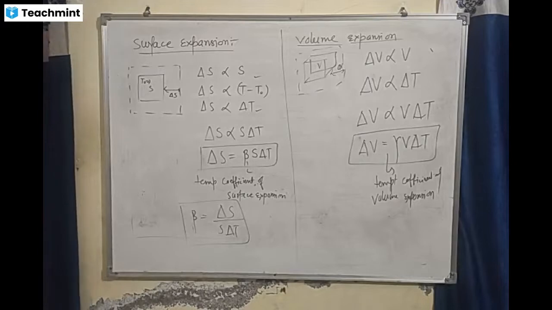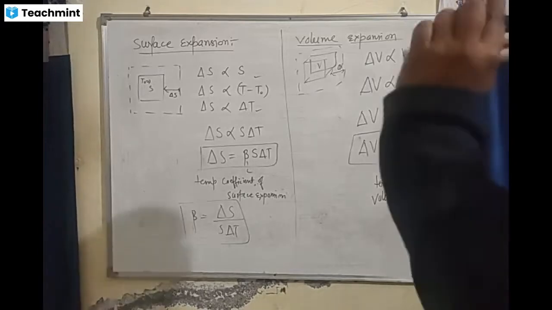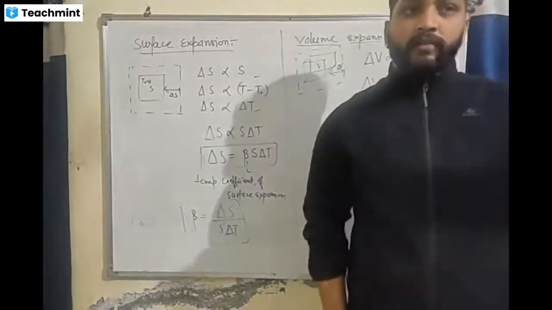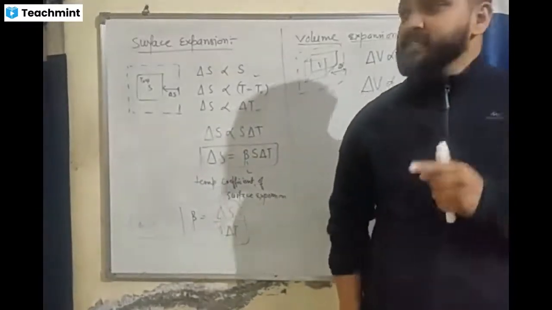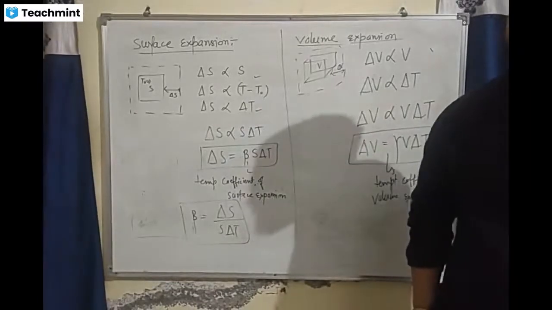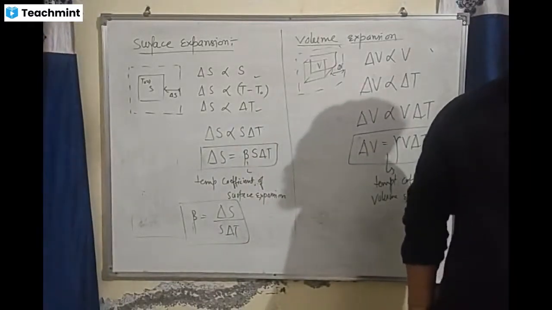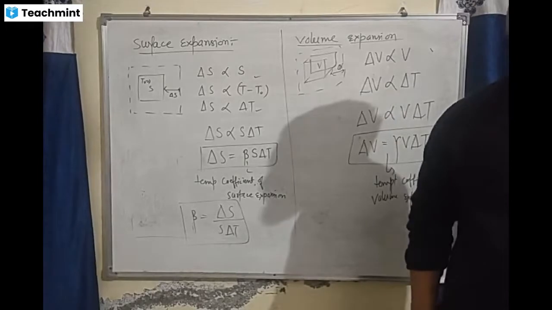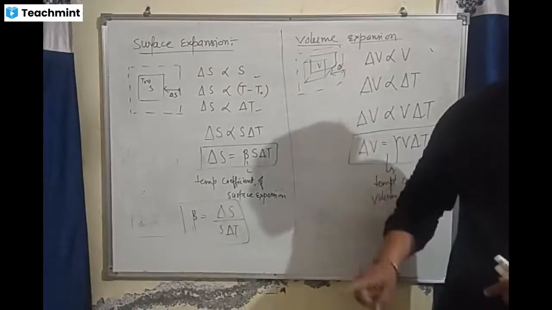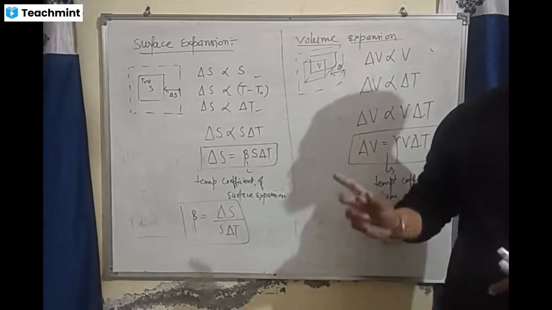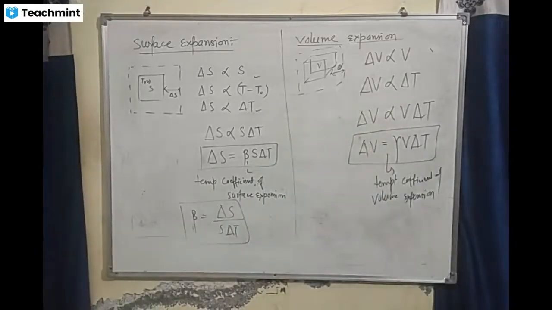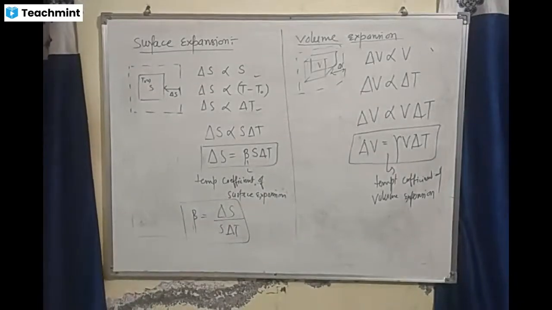So we now have three coefficients. Whenever we increase the length of a rod by increasing the temperature, it is known as linear expansion. If you increase the surface area, that is surface expansion. And if you increase the volume, it is volume expansion. The coefficient for linear is alpha, for surface it is beta, and for volume it is gamma. All these are the coefficients.